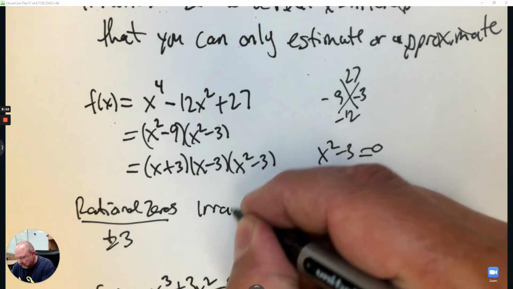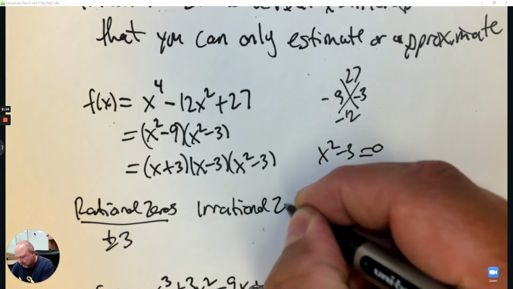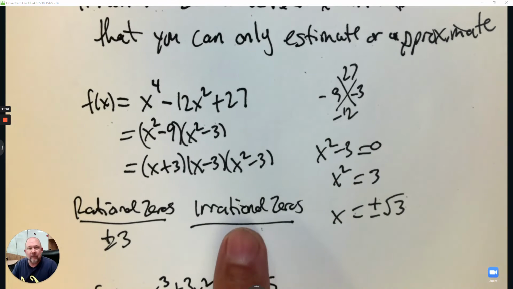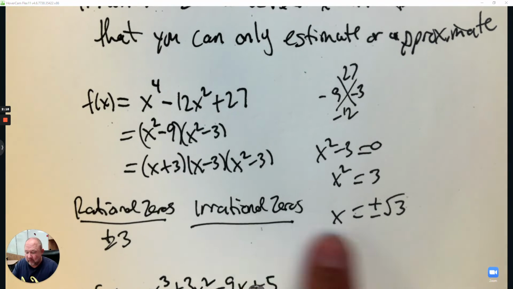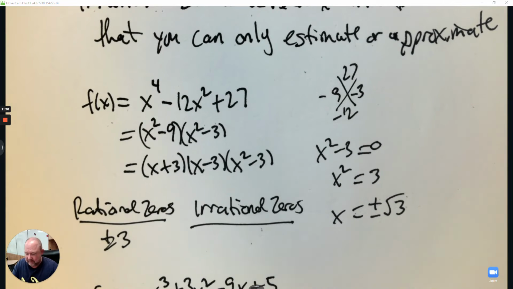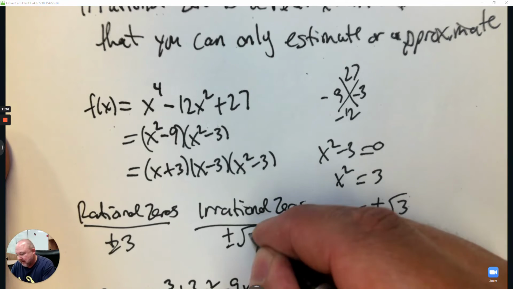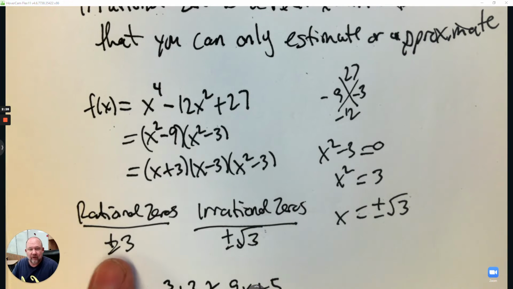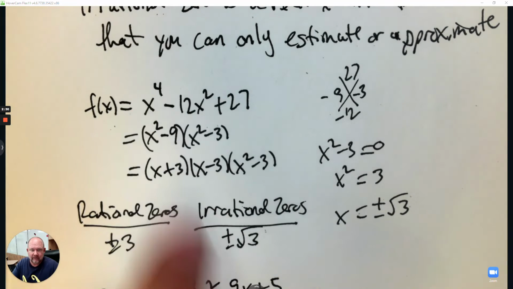My irrational zeros, those are the only ones. Those are real numbers, but you can only estimate it. So what is the square root of 3? So, it's between 1 and 2, but you'd have to round it, right? You don't know the exact value of it, and those are irrational. So those are all the zeros here.